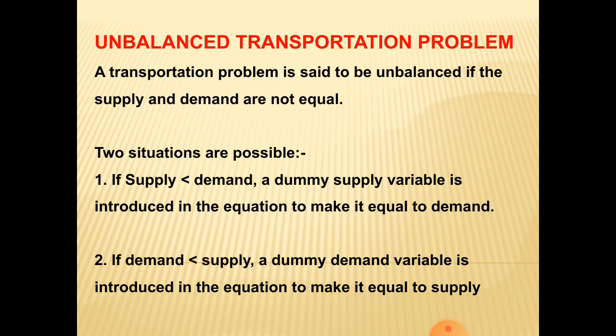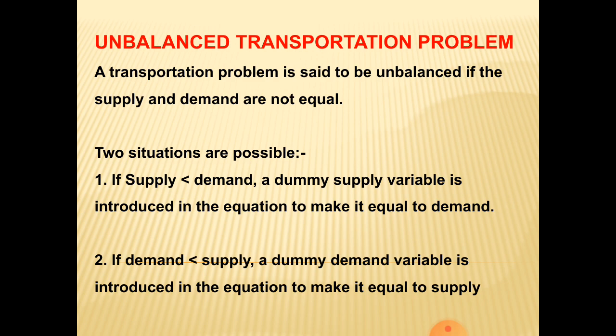A transportation problem is called unbalanced if the sum of all the available quantities is not equal to the sum of all the requirements. That is, summation of Ai is not equal to summation of Bj, with m and n being the number of sources and destinations respectively. There are two different situations when one can get an unbalanced transportation problem.